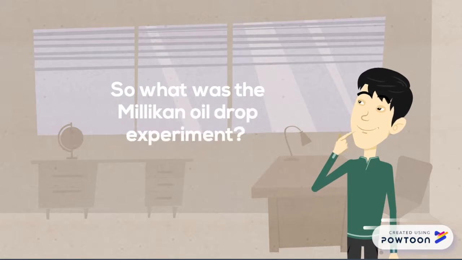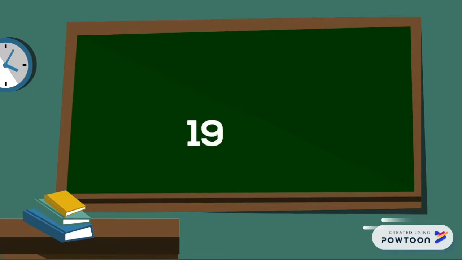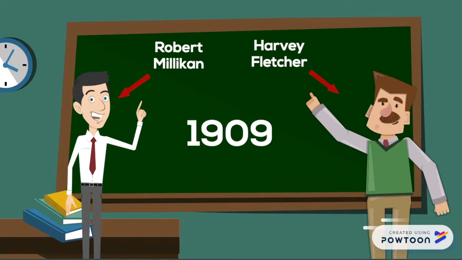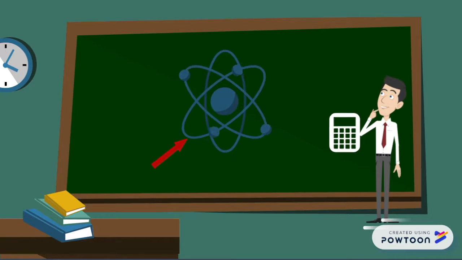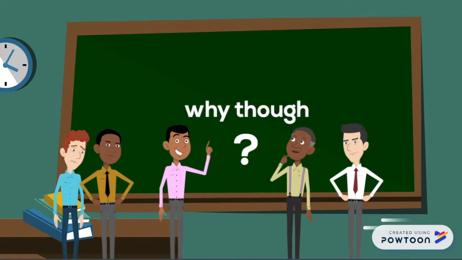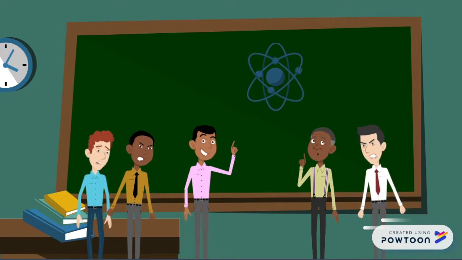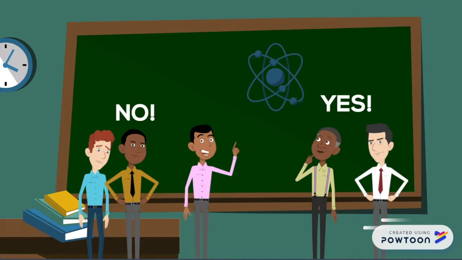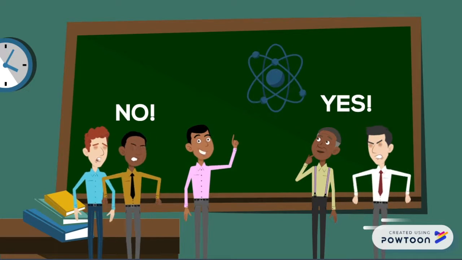The experiment was performed by two scientists in the year 1909, Robert Millikan and Harvey Fletcher. They wanted to measure the charge of an electron. Why though? Before the experiment was even created, the existence of subatomic particles was not universally accepted. This meant people argued about the reality of subatomic particles. Performing the experiment, they proved that the electric charge is quantized.